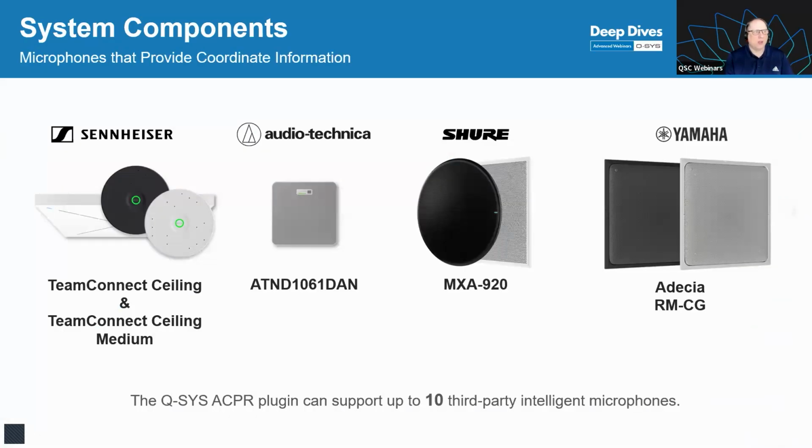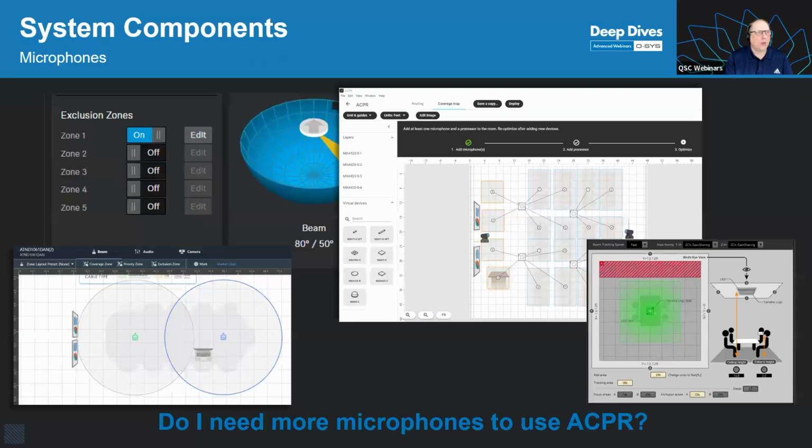So whether it's the Sennheiser TeamConnect Medium, the Audio-Technica ATND, the Shure MXA920, or the Yamaha ADECIA RM-CG, you will have a similar experience where you're looking at a horizontal and a vertical angle for each one of those mics, regardless of what those mics push out natively for information. So we do the math on the back end so you don't have to. In each instance of the Q-SYS plugin, you can support up to 10 of those third-party intelligent microphones.